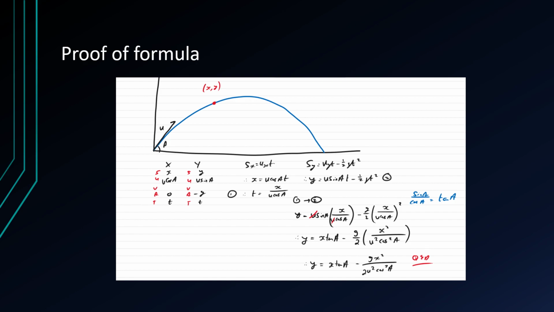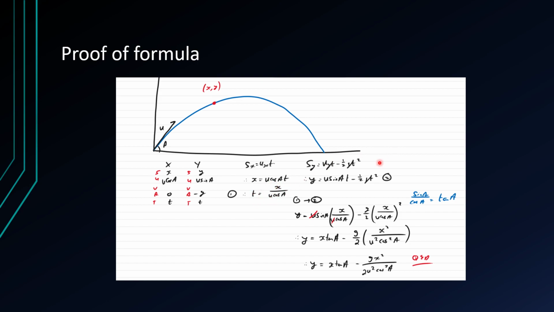Here it is. So just filling in some general information, it's going to be at some point x, y after some time t. So x and y are the corresponding s_x and s_y. The speeds remain the same, the accelerations remain the same, and the time remains the same. We're just doing everything completely generally. So starting with s_x equals u_x t, this time we can say that t is x over u cos a.